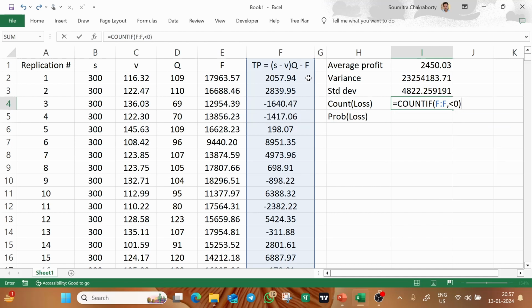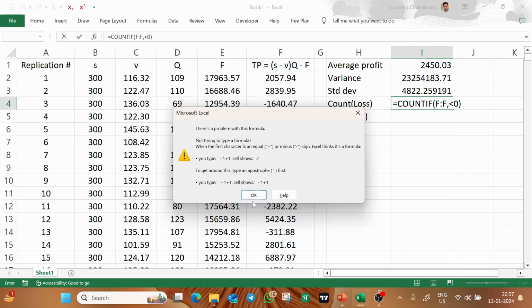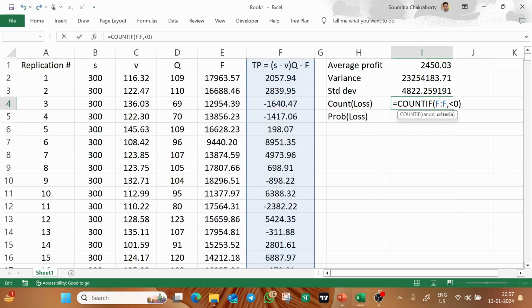But can we write the criterion simply as less than 0? We cannot. If you try to write this, something will go wrong. There is a particular syntax you must remember. You first write the less than sign within quotation marks, and then 0. This is the syntax you should remember.